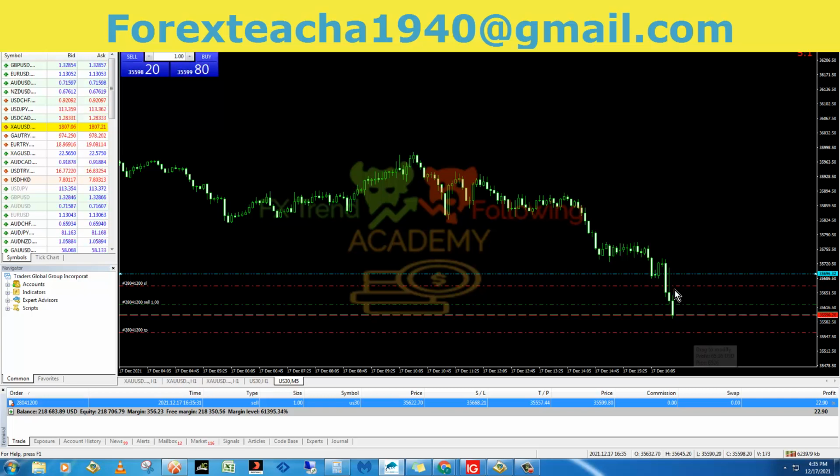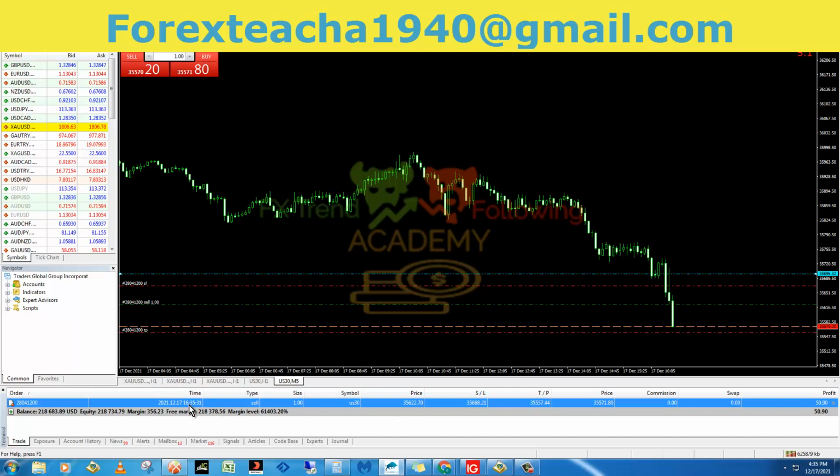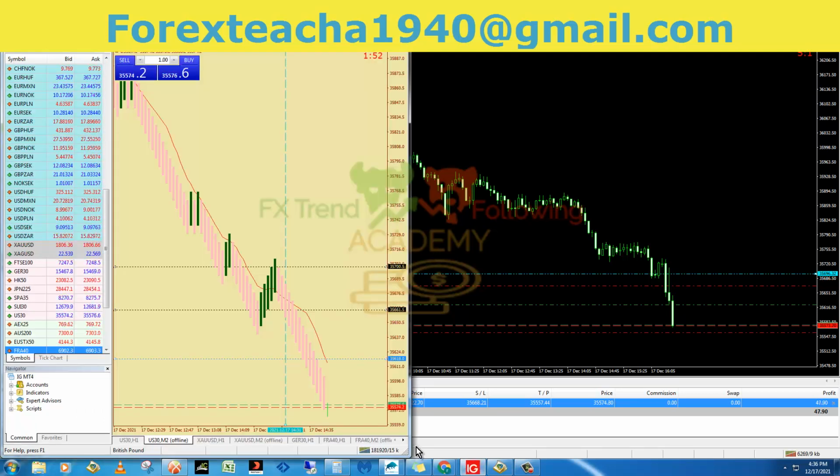So you can see how fast it's moving right there. The reason I'm putting these very, very small lots is because I also passed this challenge already. So I don't want to violate the terms after passing the challenge. I just wanted to demonstrate how it works.